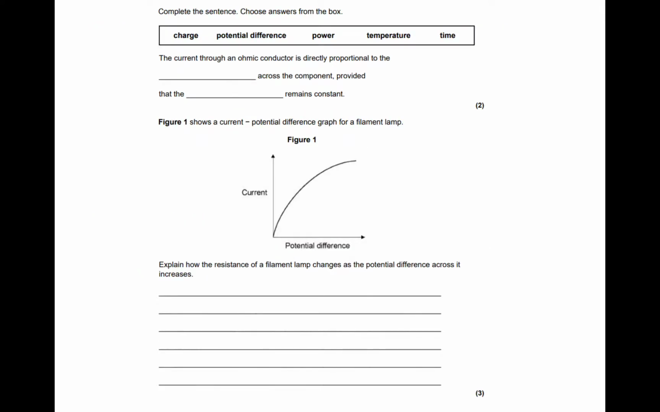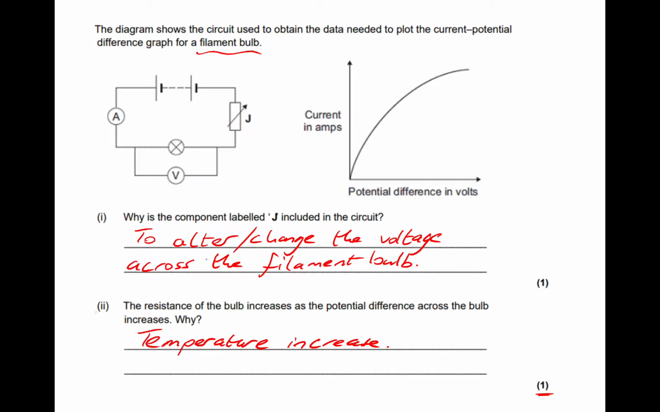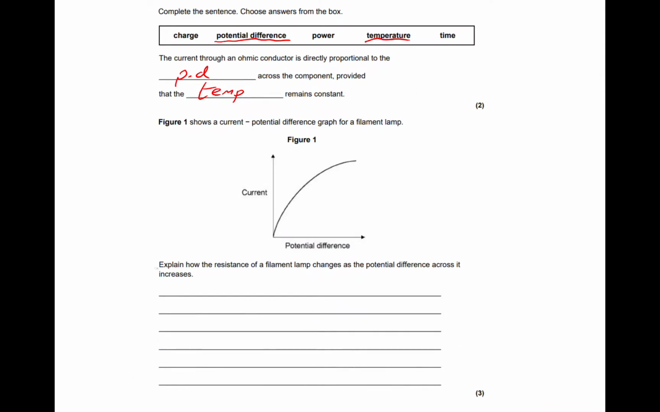If you want to have a look at this one. The current through an ohmic conductor is directly proportional to the potential difference, or voltage, I'll just write PD, provided that the temperature remains constant. It's got to be at a constant temperature. I'll just write temp. Compared to the question we just did, the resistance of the bulb increases, that's only worth 1 mark, so you can just say temperature increases. If you look at this one, it's saying explain. So it's a totally different type of question.